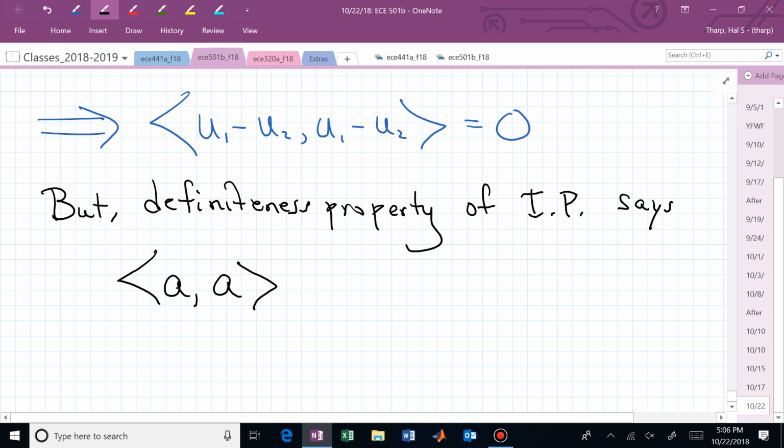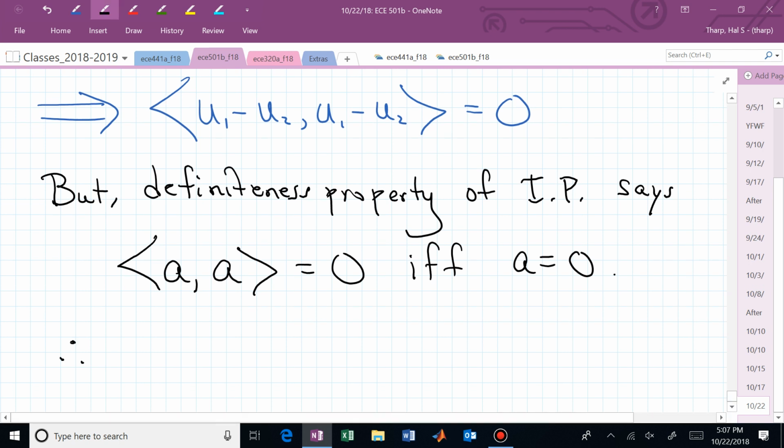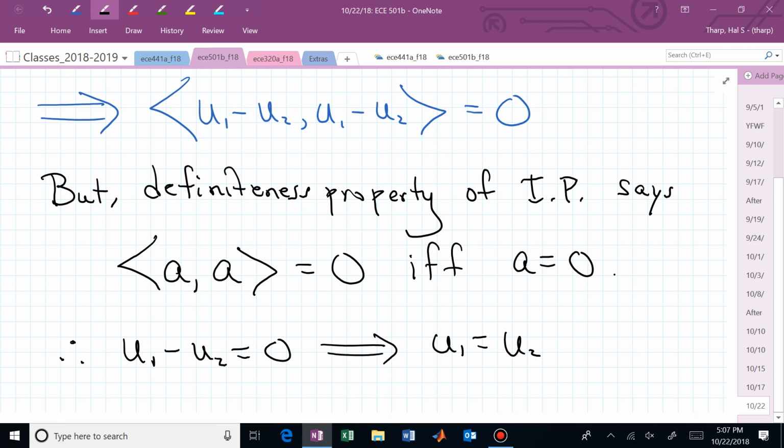if I have the inner product of a vector A with itself, and that's equal to 0, that's if and only if A is equal to 0. That's the definiteness property of our inner product, and that's what we are going to now rely on. Therefore, u1 minus u2 is 0. Well, that means then that u1 is equal to u2. So even though I had my u1 and you had your u2, they were the same.